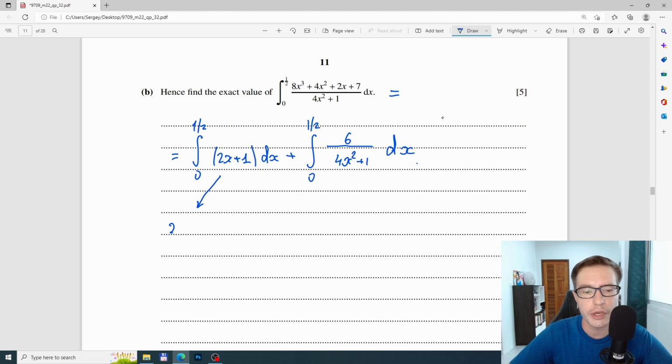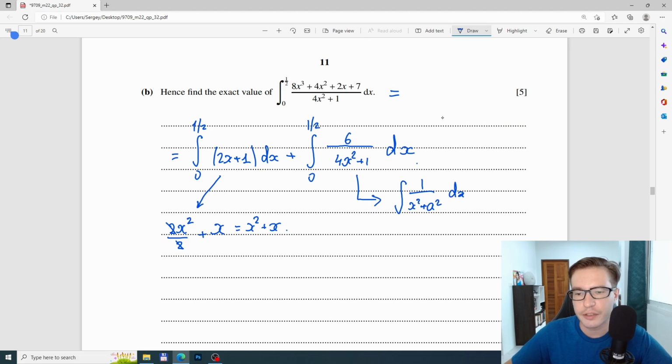Now, the first integral is going to be easy. That's just the power rule. Increase the power by 1, divide by the new power. Simplify the 2's, and we got x squared plus x. And the next one is a bit more difficult. So if you look at the formula sheet, you'll have the integral of 1 over x squared plus a squared, which looks the closest to our case. And that integral equals 1 over a times the inverse tangent of x over a.